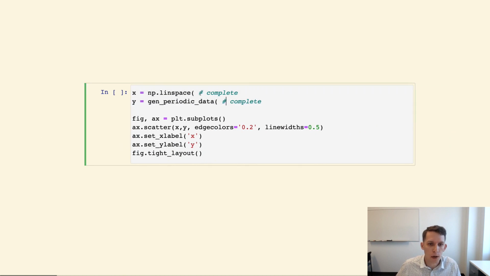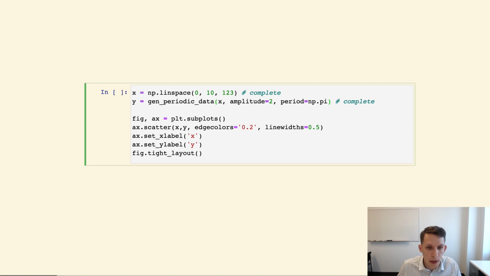OK, so we want a grid from 0 to 10. And I don't know, let's pick 123 points. And then for generate periodic data, we need input positions x. We want an amplitude of 2. And we want a period of pi, we said.